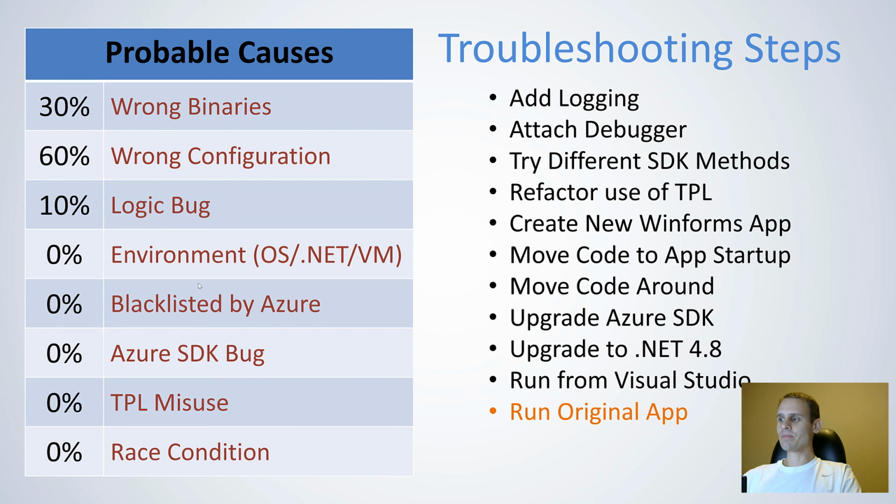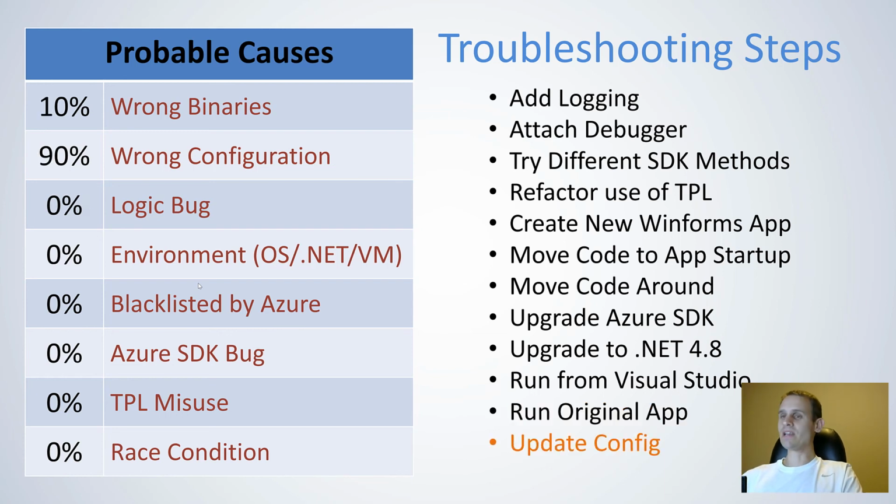And I went ahead and dug up the original application. And sure enough, the original application worked. And there weren't really any changes between the original application and the broken one. So the possibility that it was logic was significantly reduced. It's not the environment, it's not blacklisting. All these other probable causes are now virtually zero. It had to be something with the wrong binaries or wrong configuration. And I was putting my money on the wrong configuration.